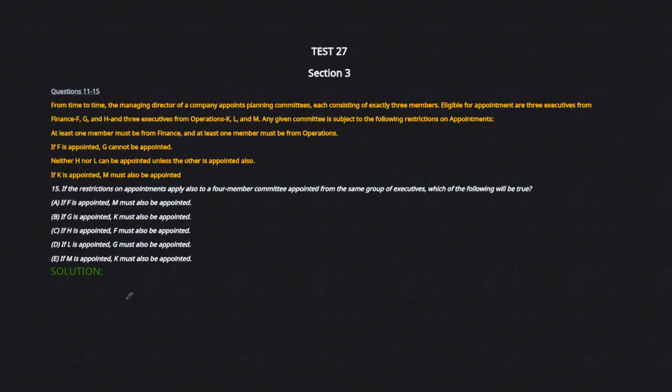Okay. On to question number 15. If the restrictions on the appointments apply also to a four-member committee appointed from the same group of executives, which of the following will be true? Okay. So this time we have four people in the committee. I think this one is just a trial and error one. So let's just go with it. Let's start from option number E.